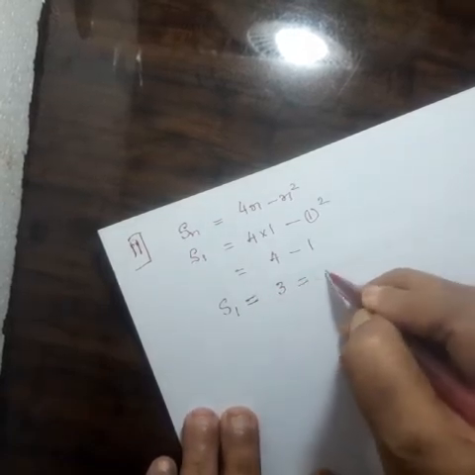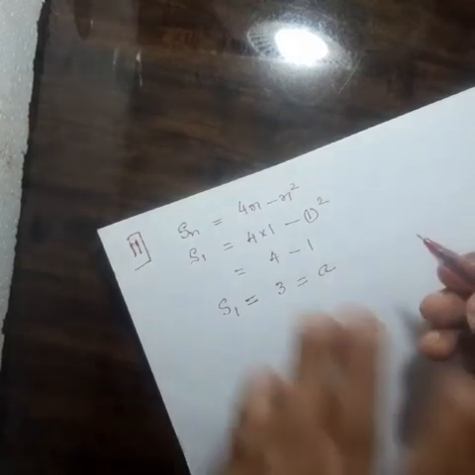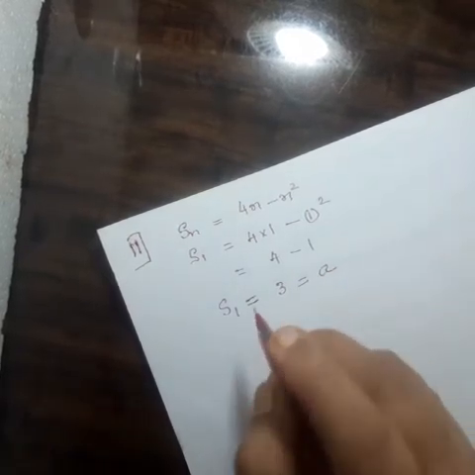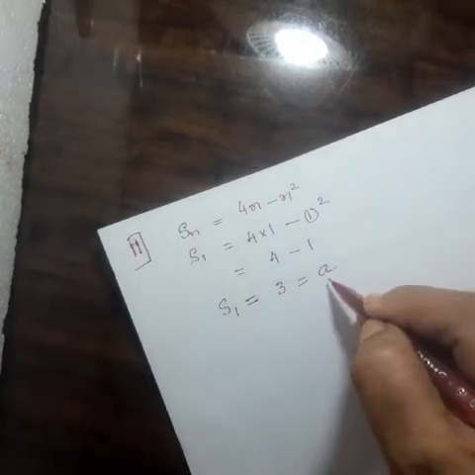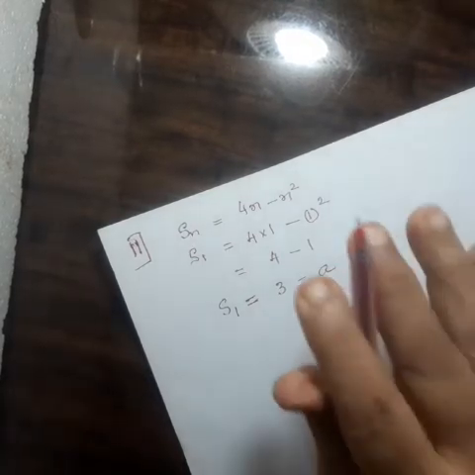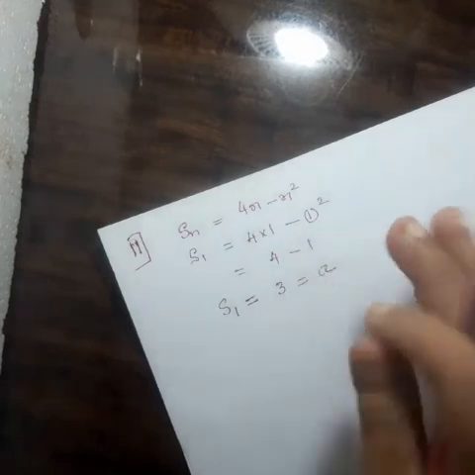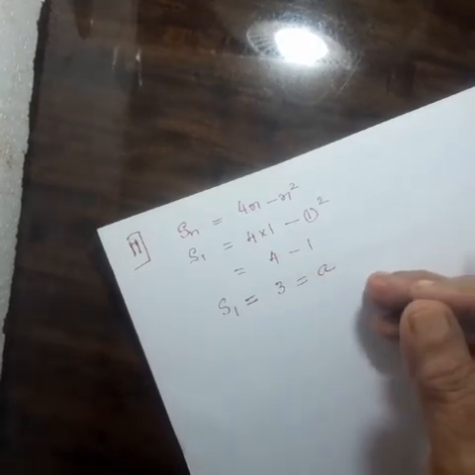Sum of one term only is a bit meaningless, so we should take it as A. It is nothing but A. S1 means sum of two terms, three terms, that is meaningful. But sum of one term, what is it? So you should take it as A only. So S1 is A. Please remember this. S1 is nothing but A.